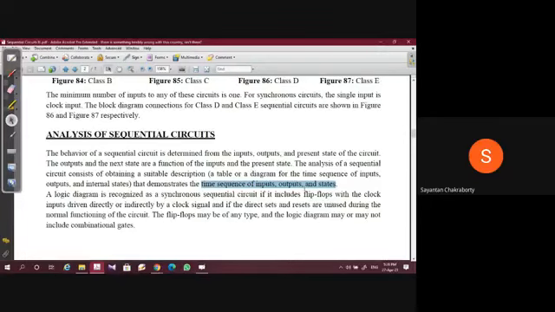Now, this sort of description we've already seen in the case of flip-flops, registers, and counters. But how do you classify a particular system to be a synchronous sequential circuit? That can be done if the following statement is verified. A logic diagram is recognized as a synchronous sequential circuit if it includes flip-flops with clock input driven directly or indirectly by a clock signal. Since it's a synchronous one, it should include a clock signal. And the most important part is that direct sets and resets are unused during the normal functioning of the circuit.